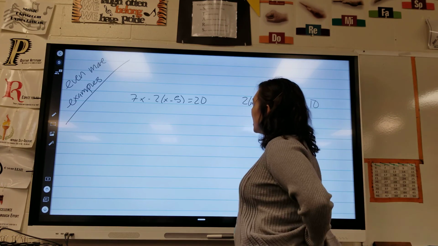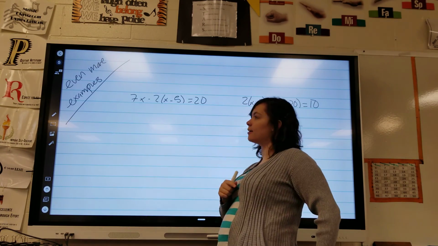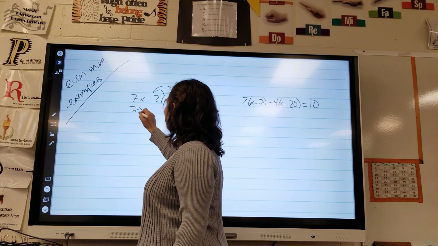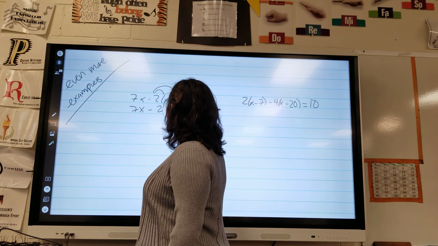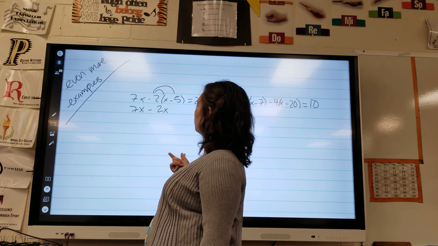All right. Now, let's do this one with the distributive property first, and you'll see why in a second. I'm going to distribute that 2 in first. I'm going to leave 7x where it's at. Negative 2x. I believe it becomes positive 5.